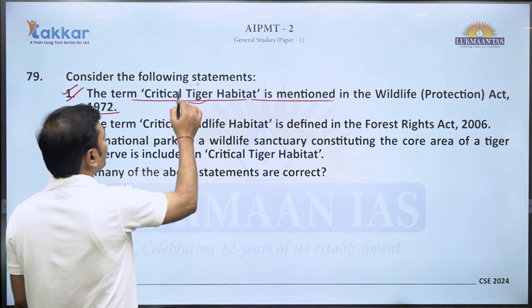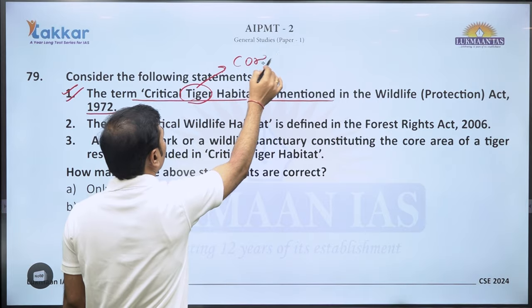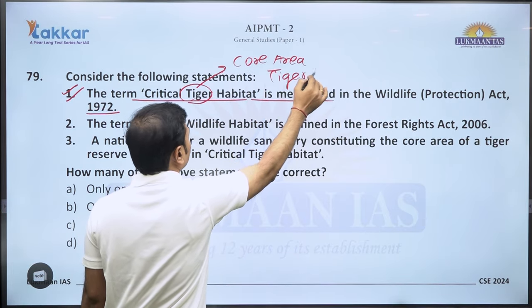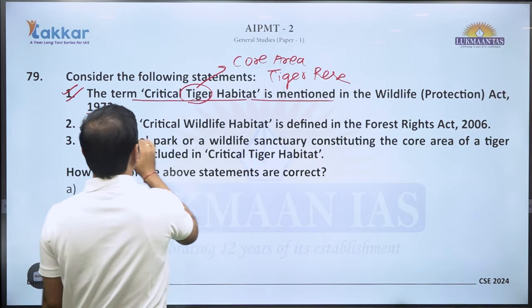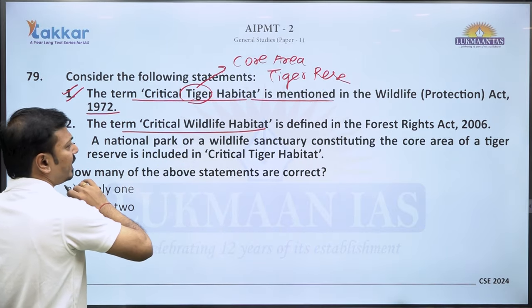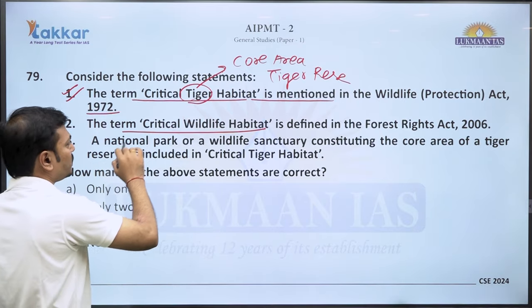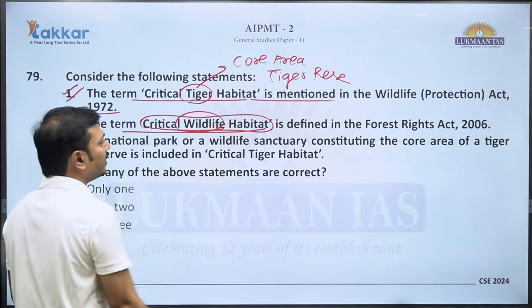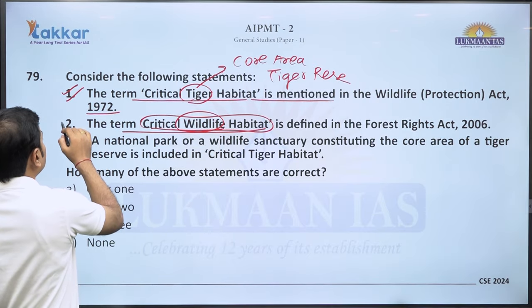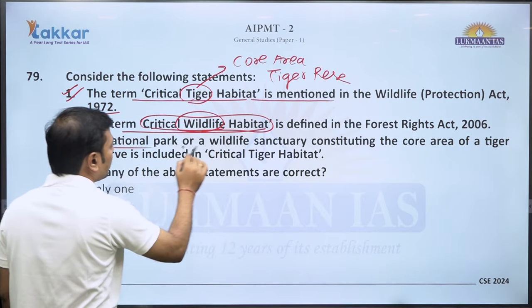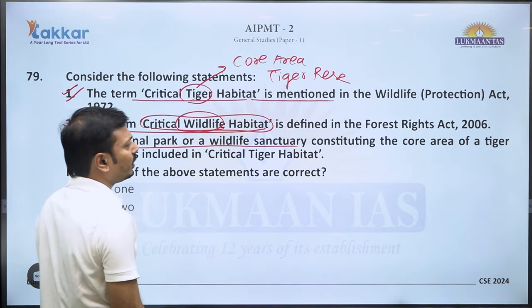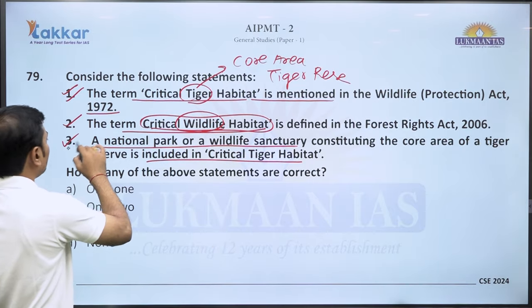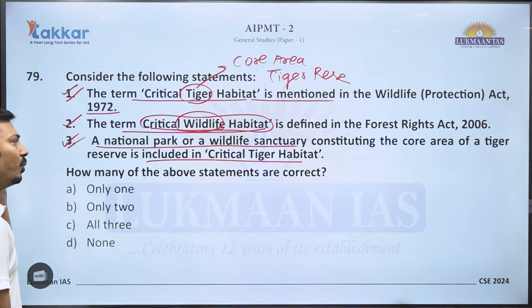And it is related to the core area of, we can say, tiger reserve, protected area hota hai uska. The term critical wildlife habitat is defined in Forest Rights Act. Yes, it is only defined in Forest Rights Act. Wildlife habitat hai, ye tiger habitat nahi. Right, so we can say that this is correct. A national park or wildlife sanctuary constituting core area of tiger reserve is critical tiger habitat. This is also true. Just now I have told you the core area.